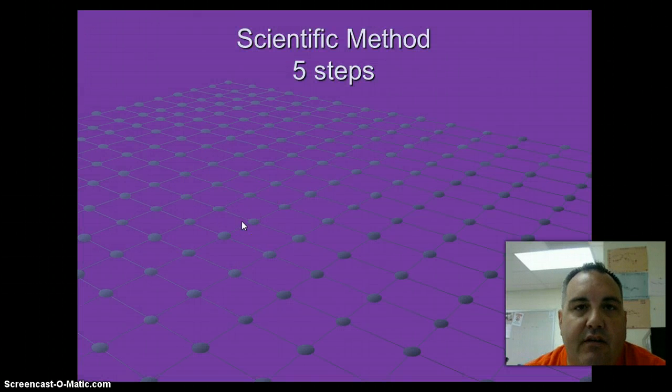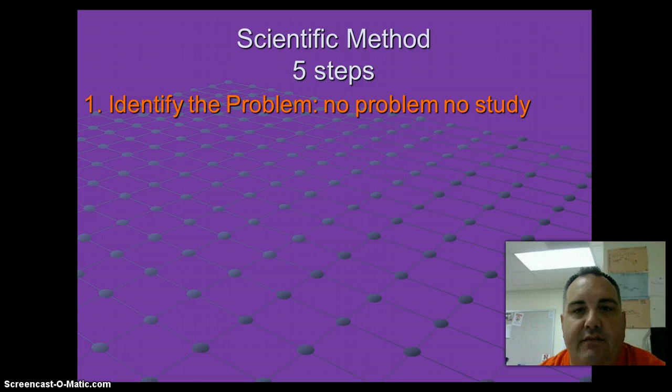So the scientific method, depending on the different sources you look at, goes from 3 steps to 12 steps, whatever. I personally prefer about 5 steps. The first step then is to identify the problem. If there is not a problem, then there's no point in studying it. So you have to first look at what's going on and determine, is there a problem that I need to solve? Is there something I need to solve?